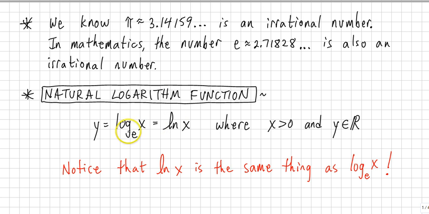But since it's a log, everything works exactly the same way. x has to be a positive number. We only do logs of positive numbers. If you do the log of a negative number, it comes out imaginary, and we're not doing that. And then y can be any real number. So the range of a log function is all real numbers. There's really nothing new here other than the base is this number e. Everything you learned about logs is still true.